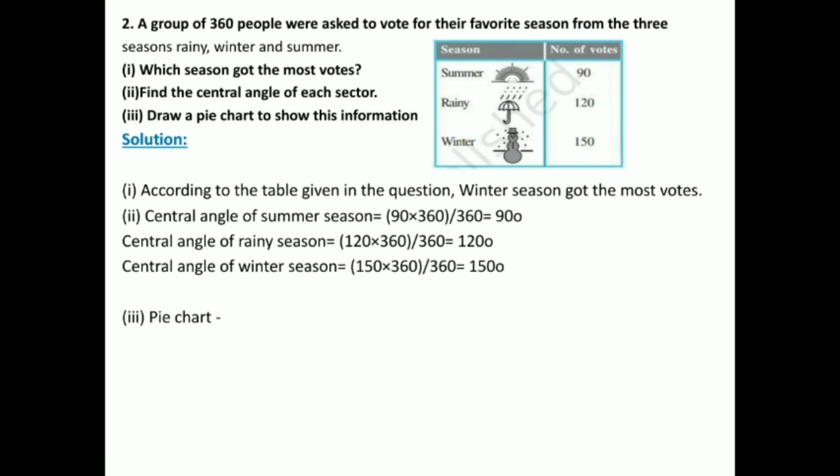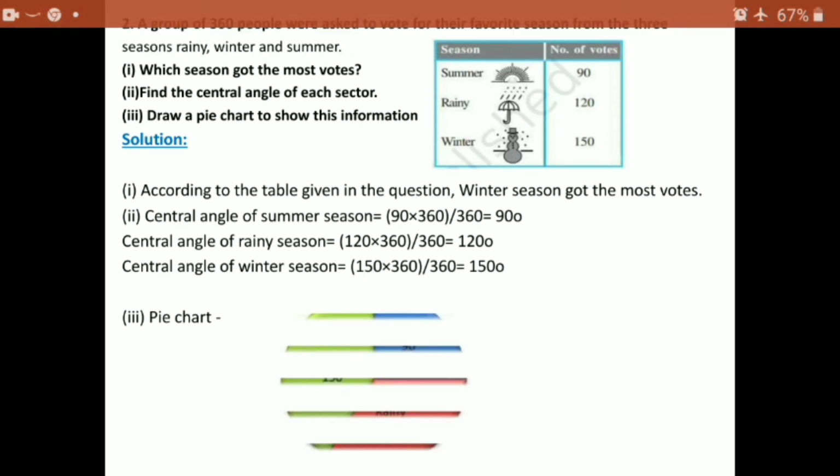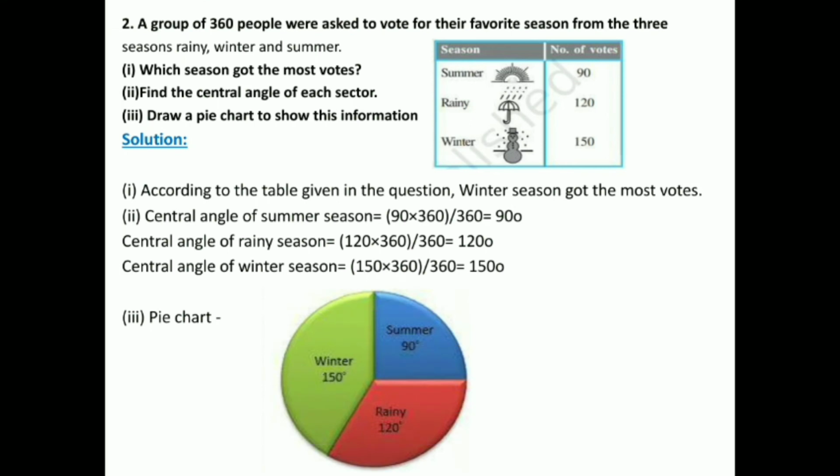Third one, draw a pie chart. We have to draw the pie chart, since here we found 90 degrees, 120 degrees and 150 degrees. So how can we draw a pie chart? First we draw one circle, and after that, using the protractor, we measure the angles 90 degrees, 120 degrees and 150 degrees. So here is the pie chart for this. Correct? You have to draw this pie chart in your notebook.